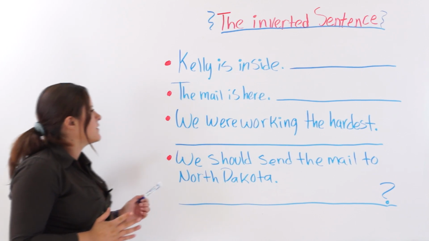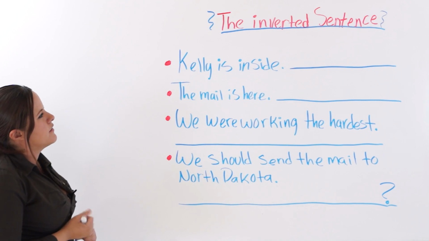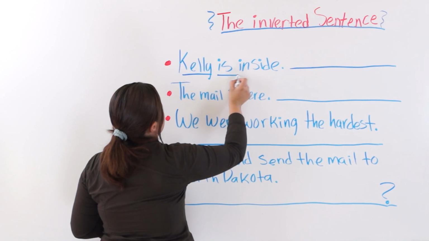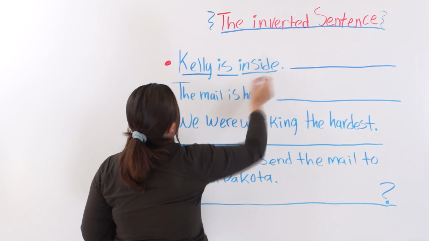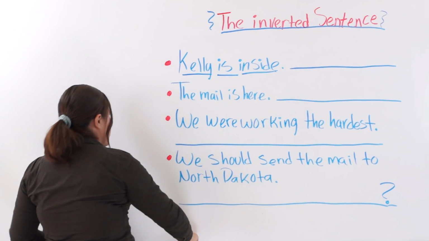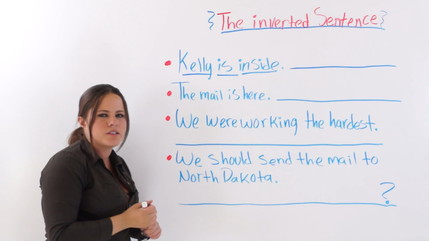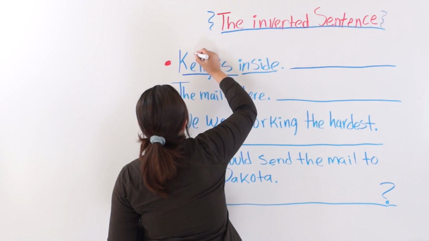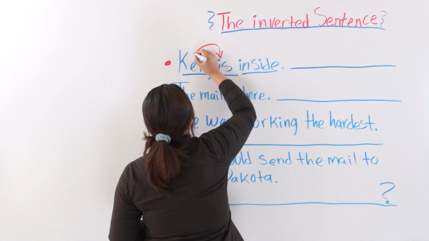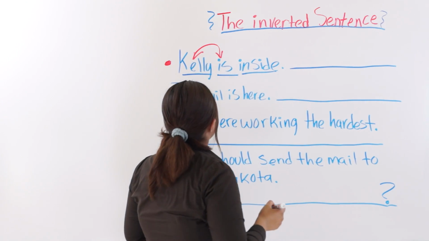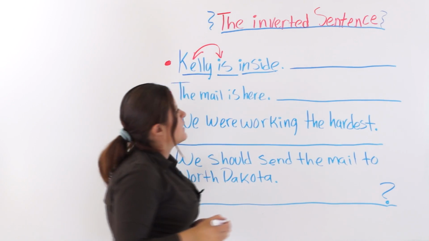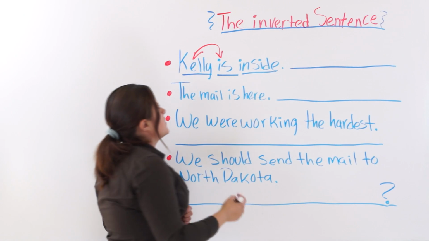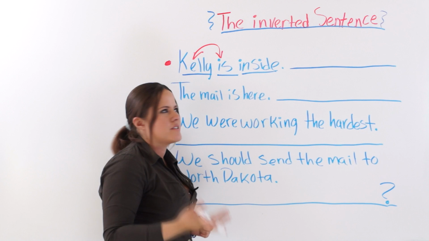The first one says, Kelly is inside. We have the subject, we have the verb, and the complement of the sentence. But we don't want that. We want to invert the sentence. So we know that we are going to switch the verb and the subject from place. Is Kelly inside? You could do that, but that would be a question, not an inverted statement sentence.